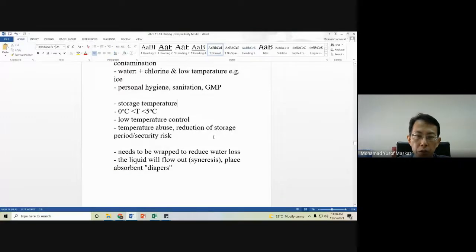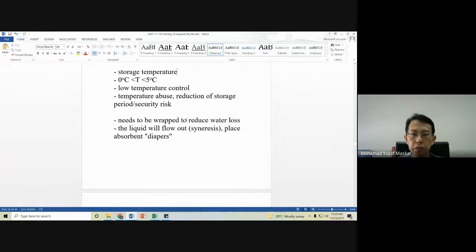Storage temperature is similar to meats, and basically all chilling temperature will be between 0 and 5 degrees Celsius. It is important to have low temperature control. Temperature abuse will result in the reduction of storage period and also a safety risk.